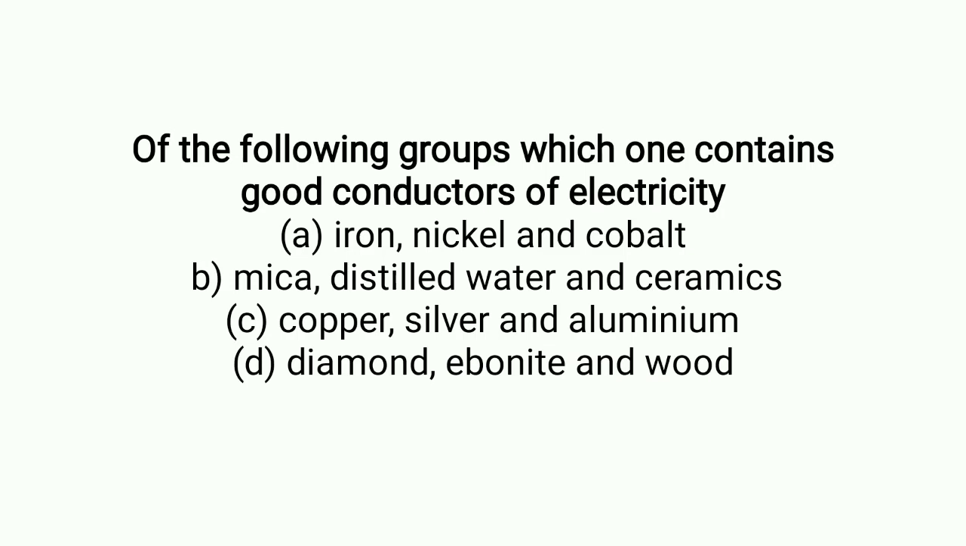Next question. Of the following groups, which one contains good conductors of electricity? Option A iron, nickel, cobalt. Option B mica, distilled water and ceramics. Option C copper, silver and aluminium. Option D diamond, ebonite and wood. The good conductors of electricity are copper, silver and aluminium, as these have low resistivity, so these are the best conductors of electricity.